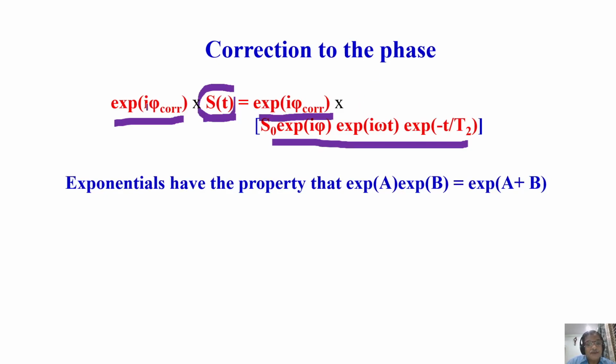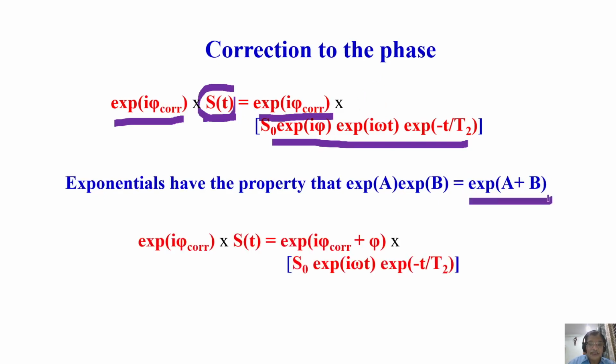Remember, when I take exponential A and exponential B, that translates to exponential A plus B, that is a mathematical operation. I don't want to go into too many basics, you should understand that. Now take this exponential function, exponential of i phi correction, into the time domain function, and I retain the decaying part as it is.